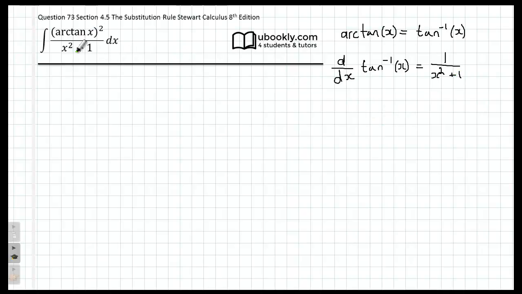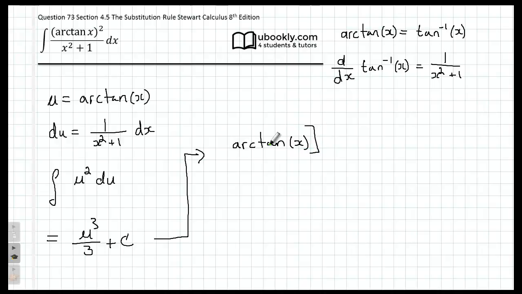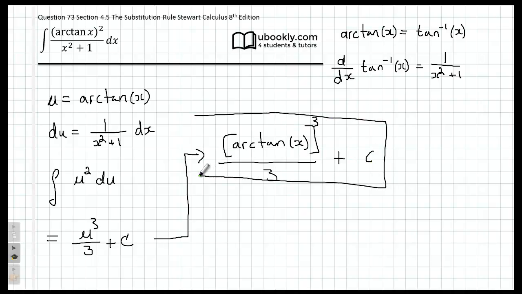Okay, and so this fits in well here. We can get our u as arctan of x. Our du would be 1 over x squared plus 1 dx. That's the derivative of arctan. And now we can just substitute this into our integral. So our integral will just be u squared du, right? The du takes care of this 1 over x squared plus 1 dx. And to integrate that, I'll just get u to the power of 3 over 3 plus c, and I'll substitute my arctan back in for u. So I'll get arctan of x all to the power of 3 divided by 3 plus c, and that would be my final answer.